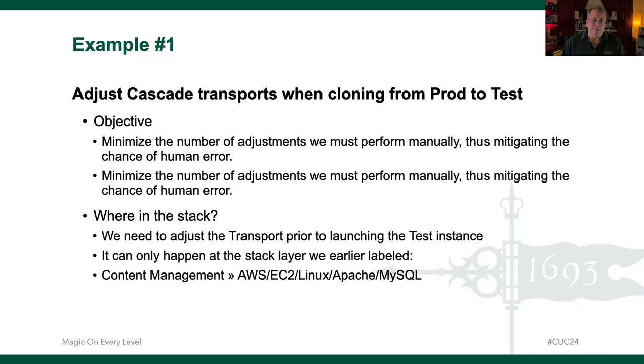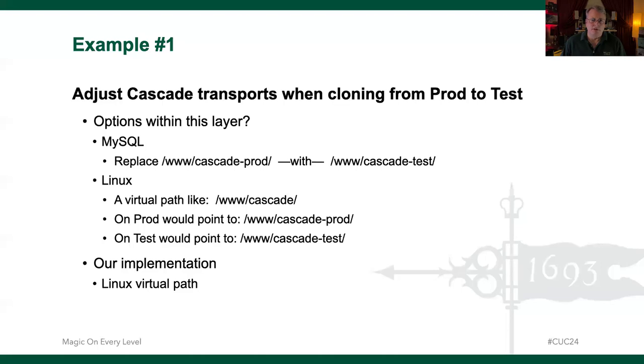Where must this magic happen? Since we want the transport adjusted prior to launching the test instance, it can only happen at one layer of the stack, that is, content management, Linux Apache MySQL system. That's the server environment on which Cascade runs. I came up with two options. One, we could modify records in the MySQL database. We could find the transport path record and replace www/cascade-prod with www/cascade-test. Alternatively, we could modify the drive paths in Linux.